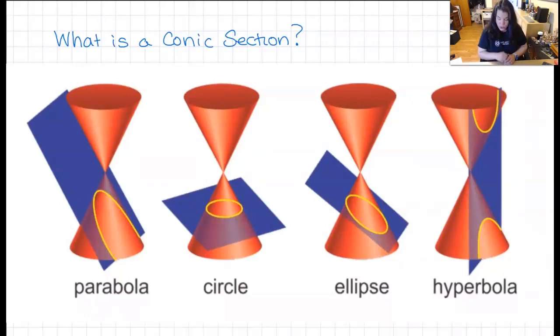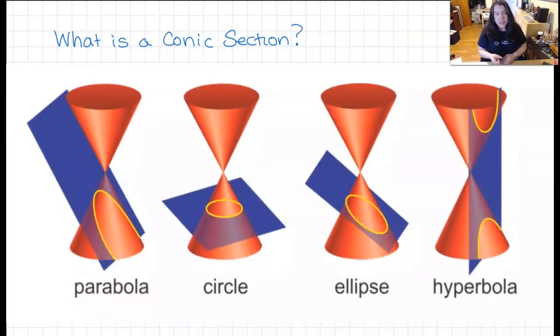If you slice the cone perpendicular to the center axis of the cone, you get a circle. If you go at just a little bit of an angle, you get an ellipse. And then if you go parallel to the center axis of the cone, you get what's called a hyperbola. And notice the hyperbola is the only one that's actually going to get two parts to it. There's two branches to a hyperbola. And so depending on how you slice it, that's what you're going to get.